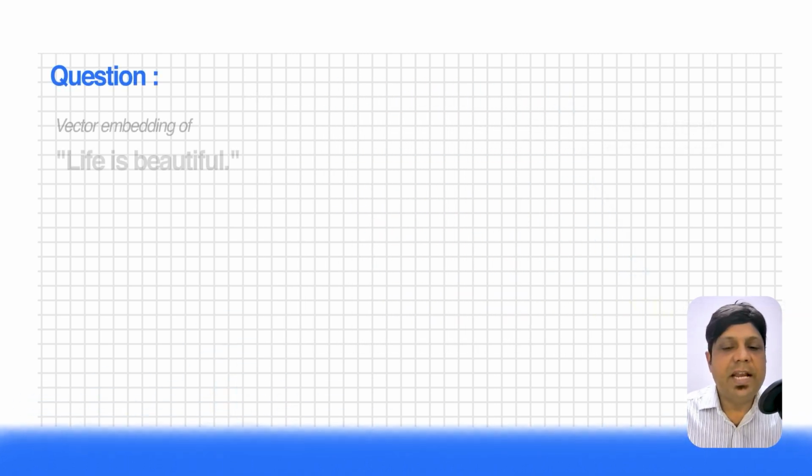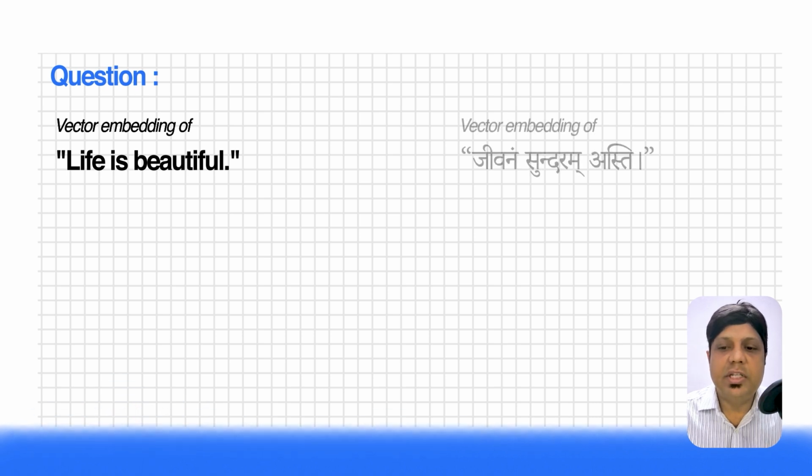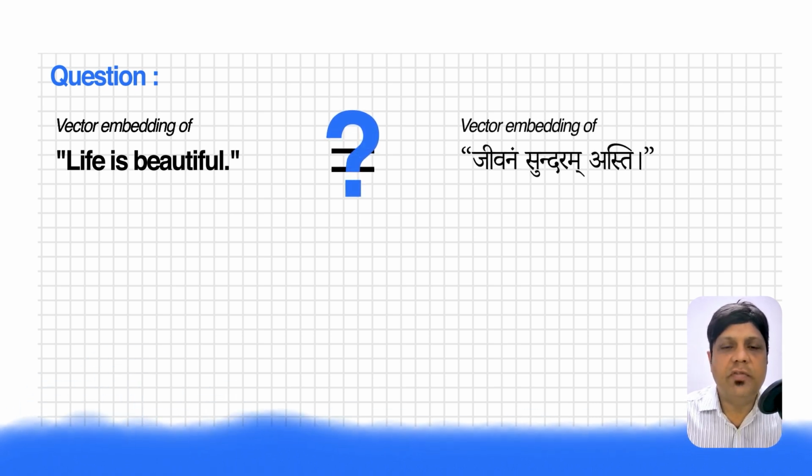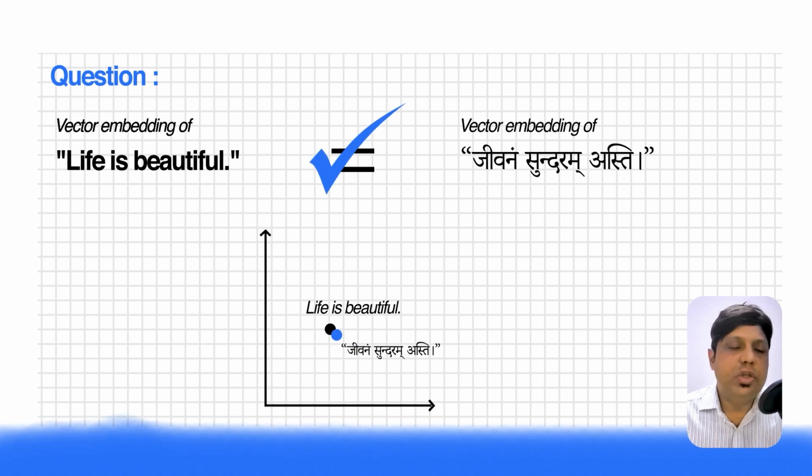Before we proceed, can you answer this question? Should the same sentences in different languages have the same vector embeddings? I suggest you pause the video for 2-3 seconds and try to answer this question. So the answer is that they should, right? Because with vector embeddings, we are actually identifying the semantics. So two sentences in different languages should have almost the same vector embeddings.